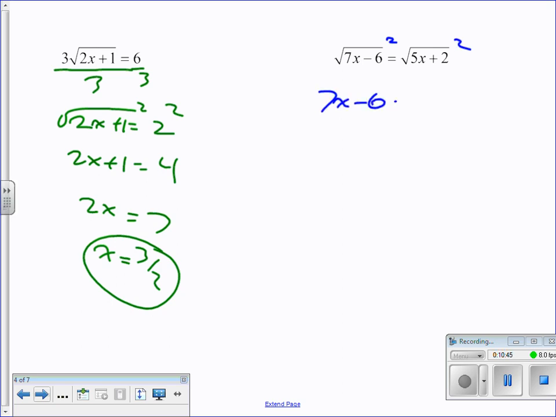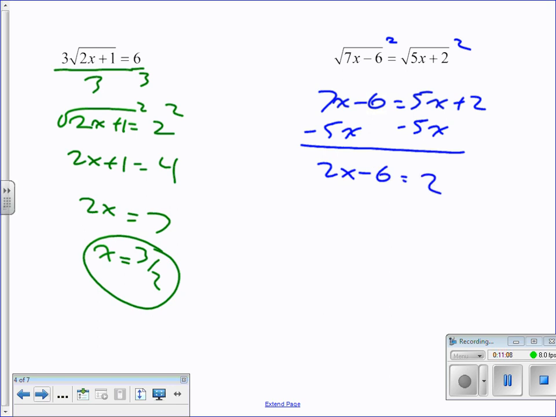7x minus 6 equals 5x plus 2. These are tricky ones. Often they work and you get a good solution. Often extraneous solutions do pop up on these. You really have to be careful with them. So subtract 5x from both sides. And I get 2x minus 6 equals 2. Add 6 to both sides. 2x equals 8. Divide by 2 and x equals 4.